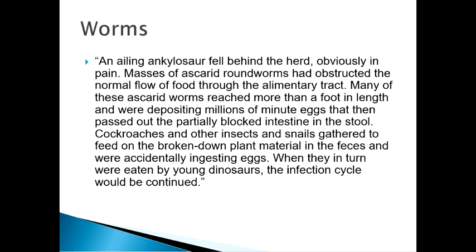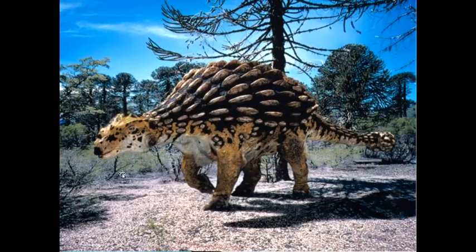I love this description here. We've got this ailing ankylosaur fell behind the herd, obviously in pain, masses of ascarid roundworms, etc., etc. You can read the whole thing here. When it finally dies, it's immediately pounced upon by all kinds of other parasites. It gives you an idea of a dinosaur fauna that's not just these big titans, rulers of the world, kings of their planet, but susceptible and being taken down by things completely out of their control.